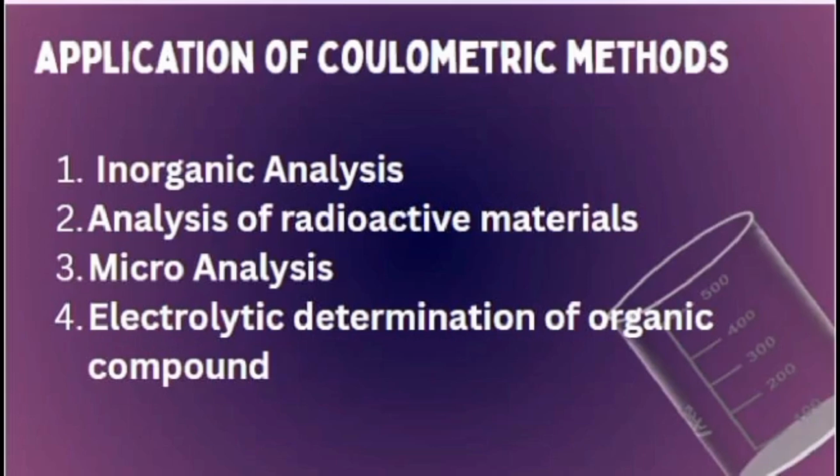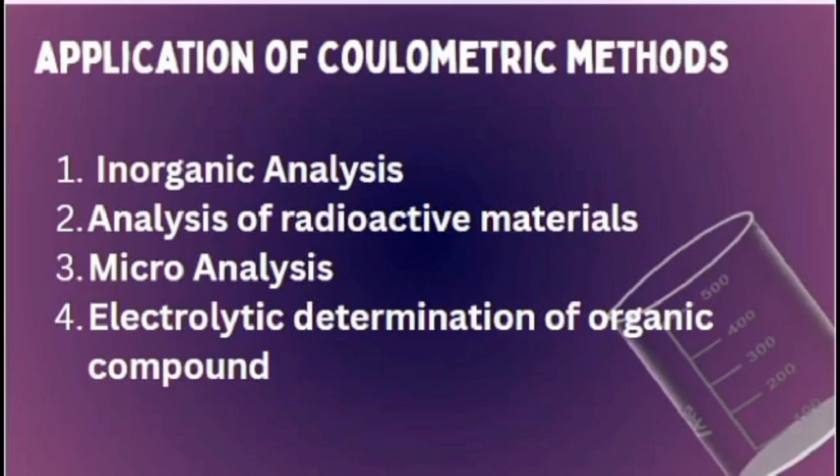So the third one is microanalysis. Coulometry is used to analyze extremely small samples, or microsamples. The technique's high sensitivity allows for accurate measurement even when only trace amounts of the analyte are available. So how does it work? The procedure is similar to other coulometric techniques, but the sample size is significantly smaller. Specialized microelectrodes might be used.